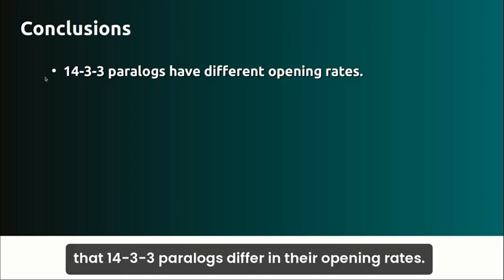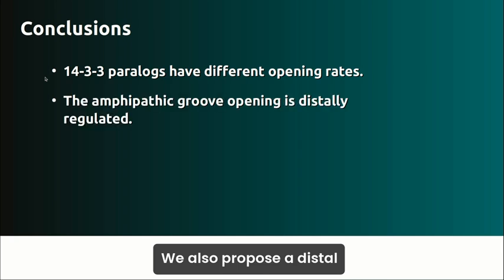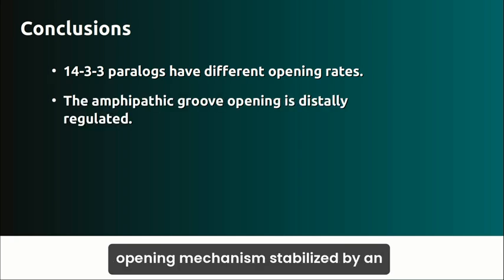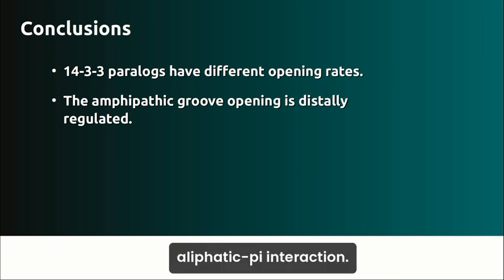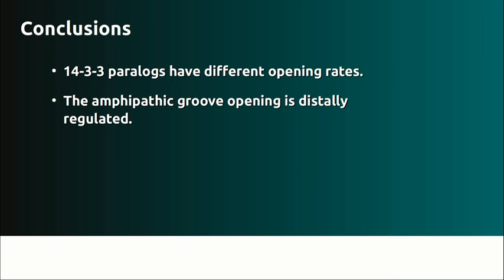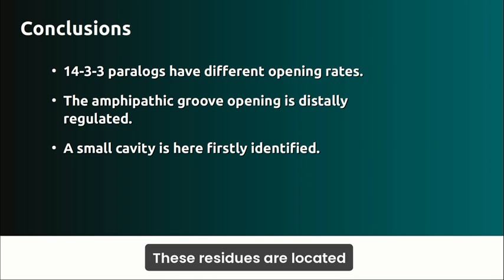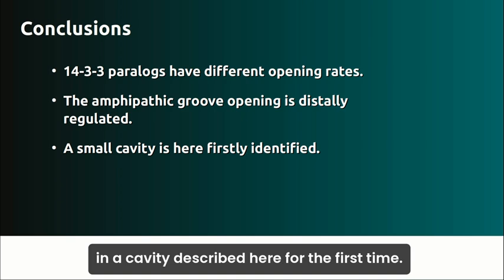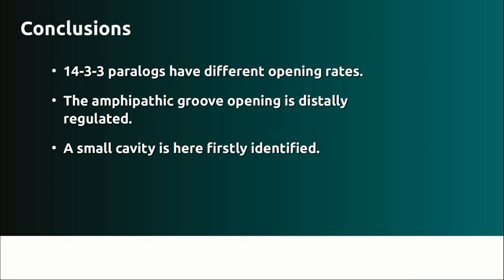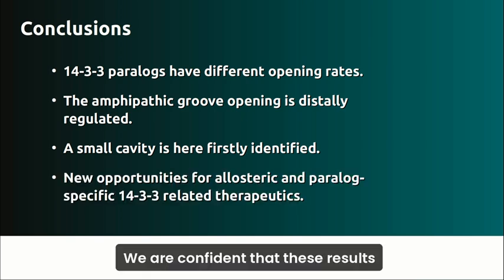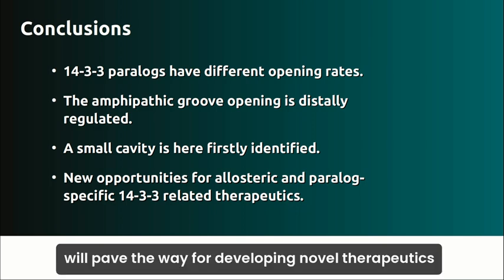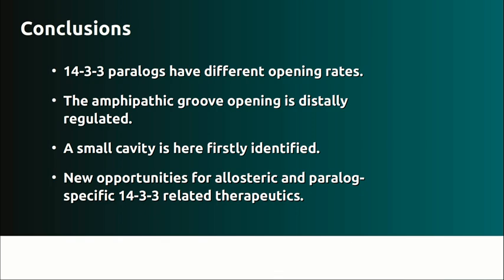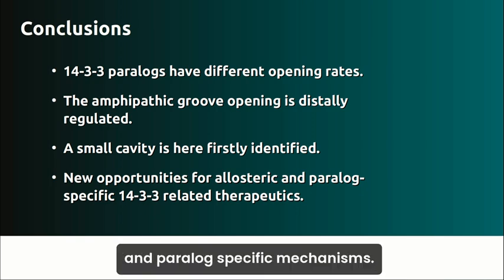Our in silico studies identified that 14-3-3 paralogs differ in their opening rates. We also propose a distal opening mechanism stabilized by an aliphatic pi interaction. These residues are located in a cavity described here for the first time. We are confident that these results will pave the way for developing novel therapeutics for 14-3-3s via allosteric and paralog-specific mechanisms.